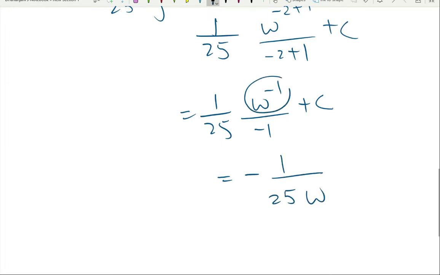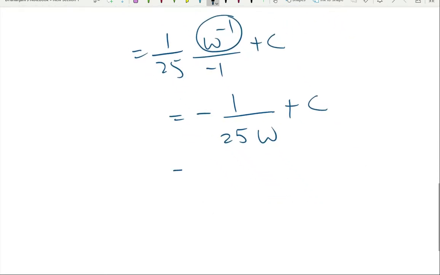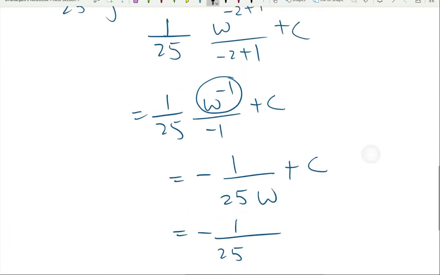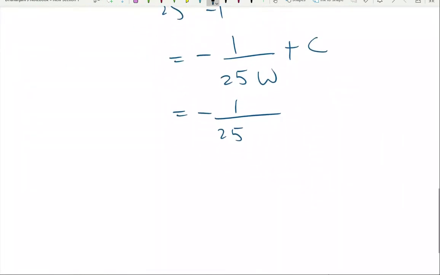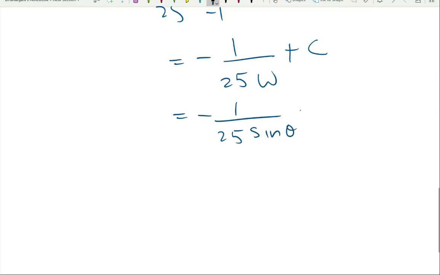Let's take w to the negative 1 to the denominator. This is the solution. So what is w? W is sine theta, right? Yes, sine theta. So this is the answer. But we are not done yet. We changed from w to theta. Now we have to write it in terms of x again, right?